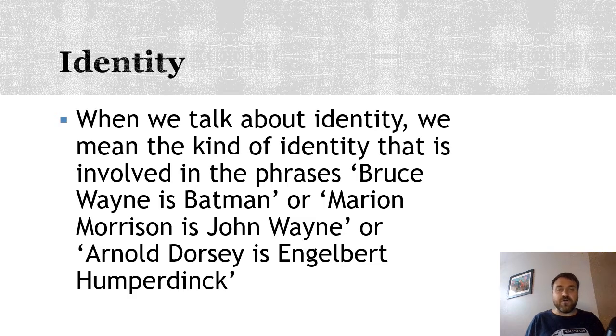There was a guy named Arnold Dorsey. He went by Jerry Dorsey for a while, and then decided, for professional reasons, to change his name to Engelbert Humperdinck, who was also the name of a classical German composer. But it ended up being very good for him professionally. People tended to remember that for some reason. But anyway, when you say Arnold Dorsey is Engelbert Humperdinck, what you mean is that they're one and the same thing. Those are two names that refer to the same individual. There's really one thing here, not two. So that's what we mean when we use the identity predicate: these two names are names for the same thing.